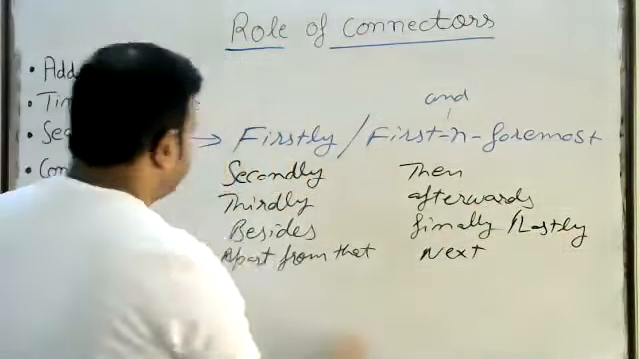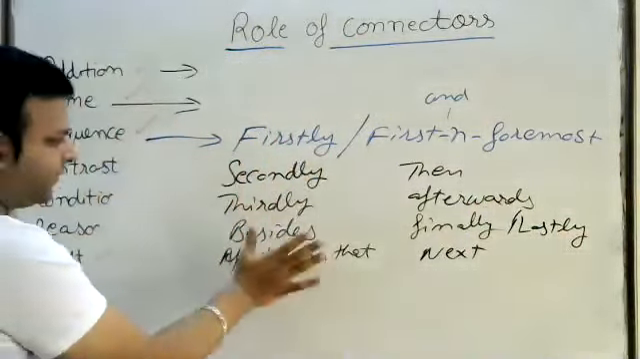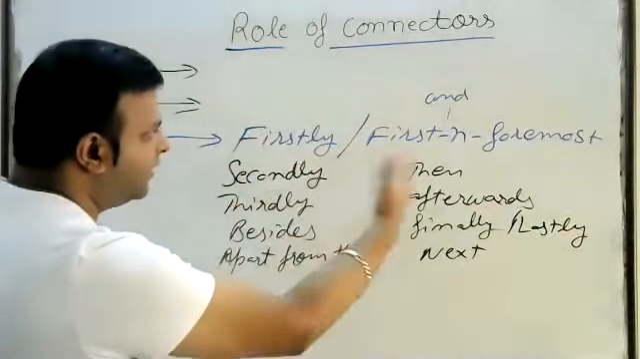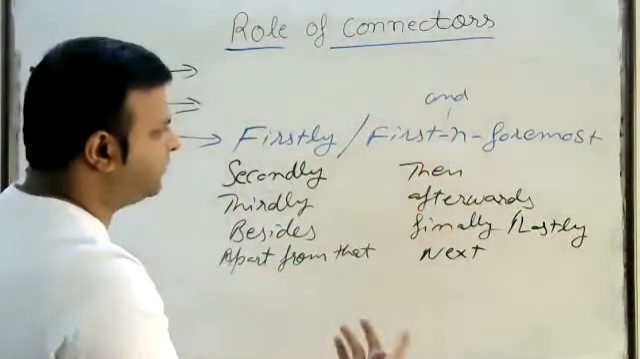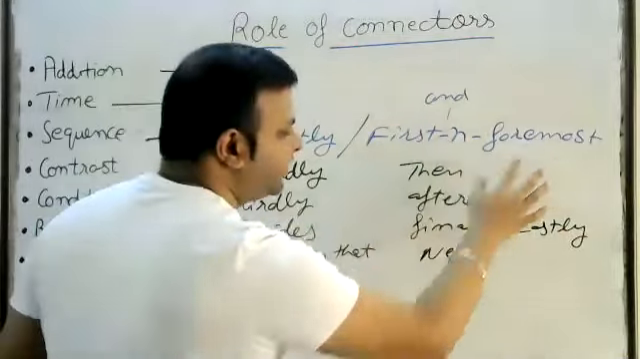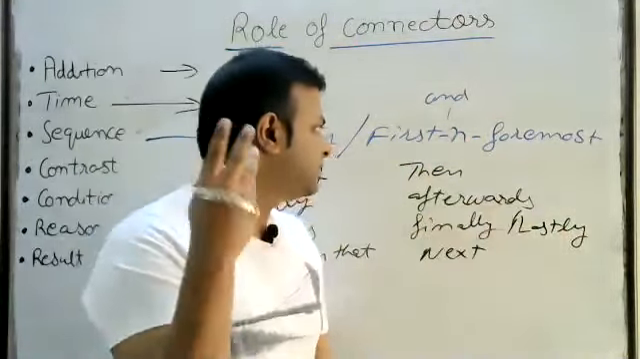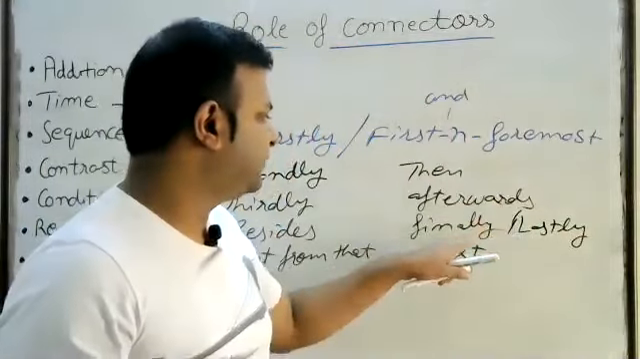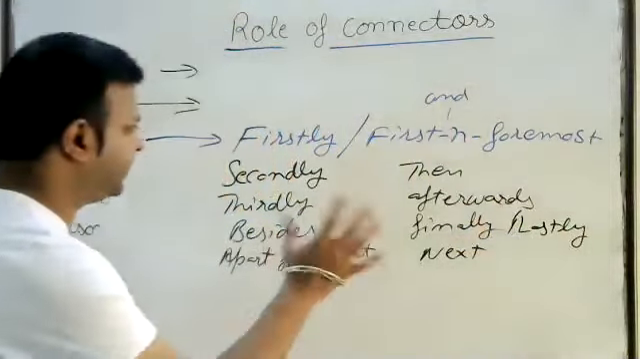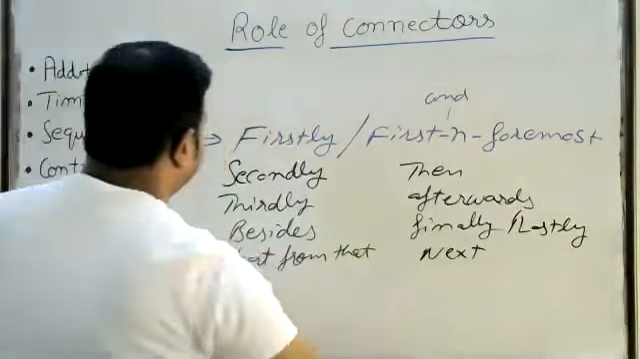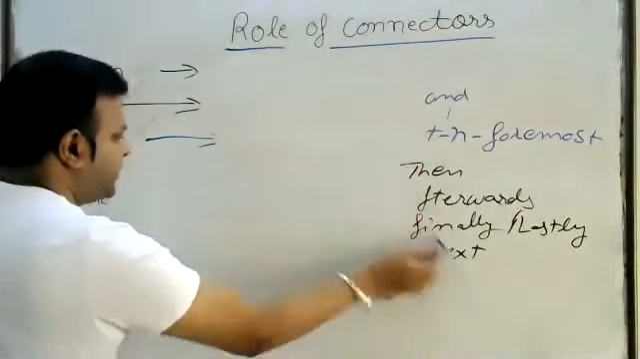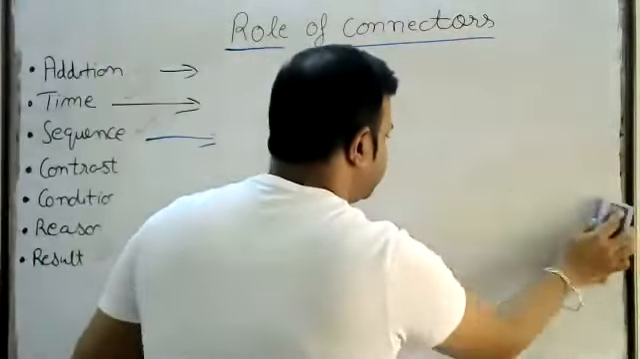Now, sequence, I hope you have written firstly, secondly, thirdly, besides, apart from that, first and foremost. You can also say first and the most important. That's what it means. First and foremost. Then afterwards, finally, or next, anything, you can just play around. Let's make a sentence. See how it comes out to be.